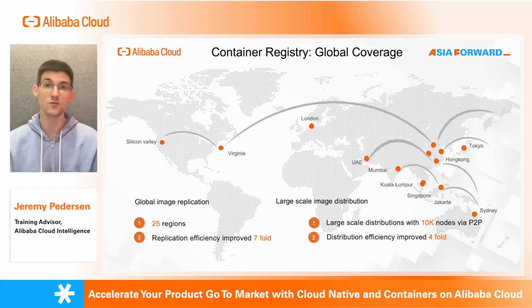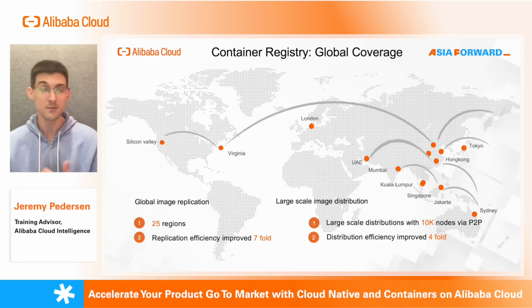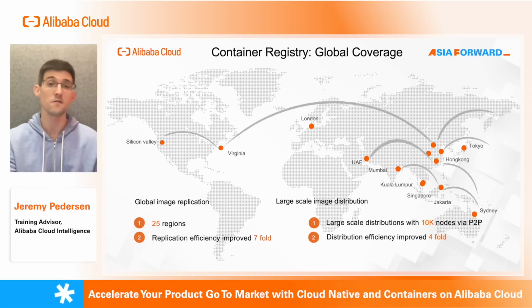So Container Registry is a global Docker image repository system. It covers all of our 25 regions and 80 availability zones around the world. It helps improve replication speed between different regions. It's able to do large-scale distribution. It has a built-in peer-to-peer Docker image distribution tool that actually speeds up image push across larger Kubernetes clusters. It's a very efficient tool.